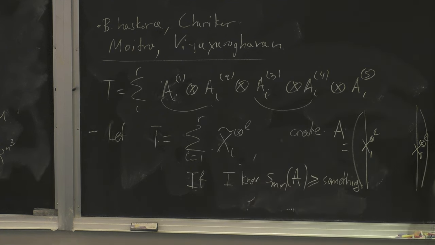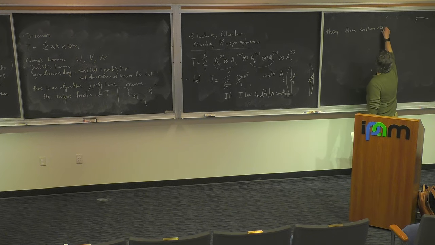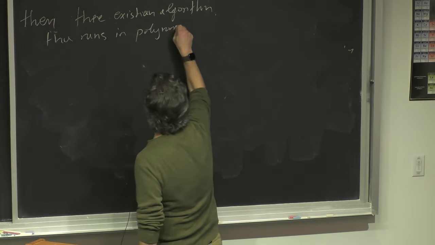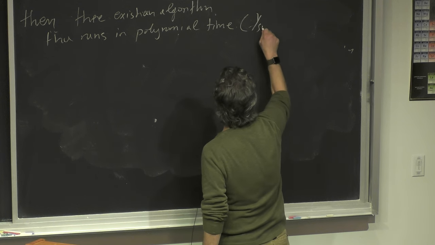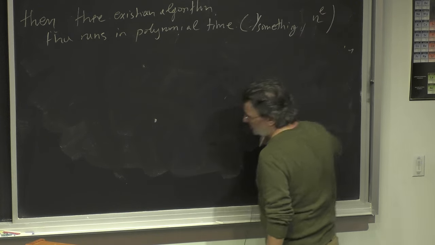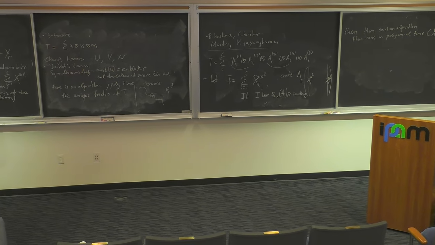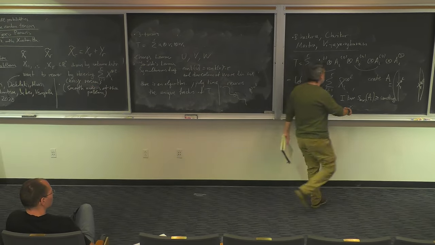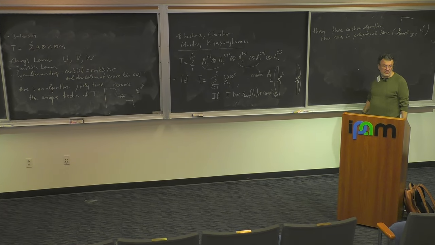then there exists an algorithm that runs in polynomial time. Polynomial also with respect to 1 over the something, and the dimension of the space. So what they say is that my initial problem, if I have a noisy vector, if my noise is enough to guarantee that the smallest singular value will be at least something with some probability, on this event I have an algorithm that runs in polynomial time.